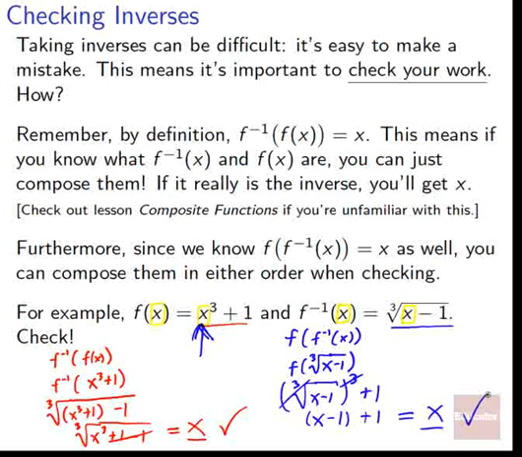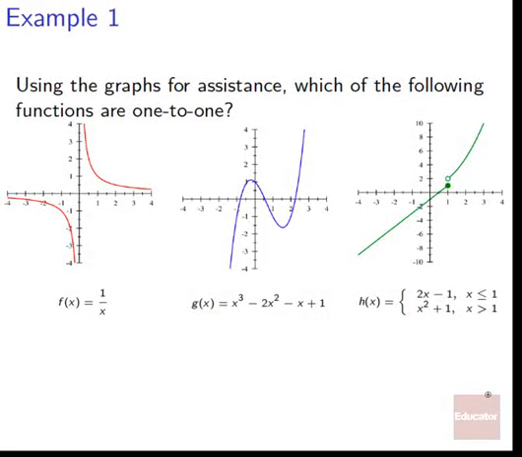We could also do both ways if we want to check and be absolutely doubly sure that we really got our work correct. All right, let's move on to some examples. Using these graphs for assistance, which of the following functions are one-to-one? First one, f of x equals 1 over x.